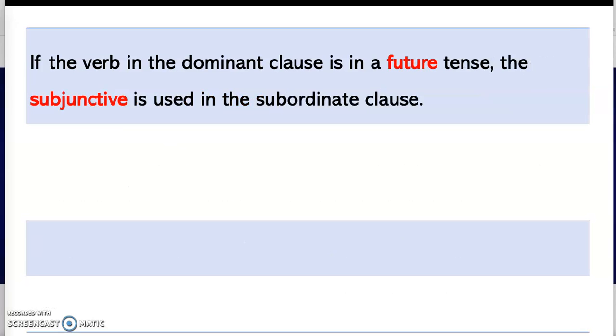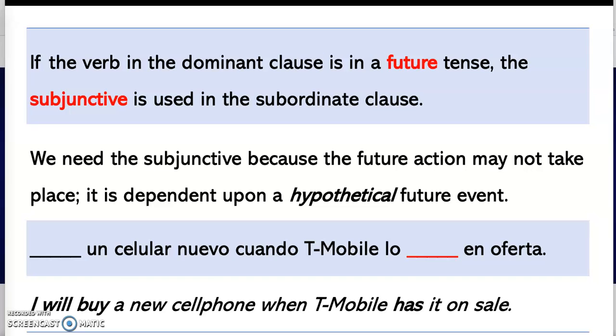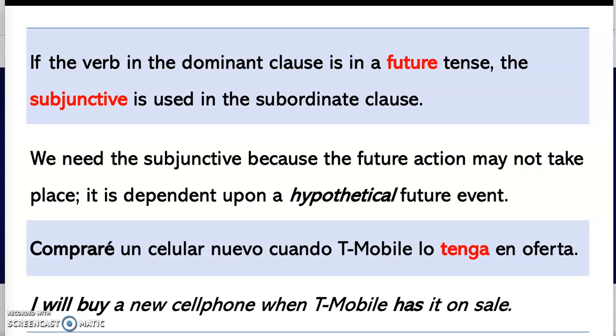Now let's look at another case. If the verb in the dominant clause is in a future tense, the subjunctive is going to be used in the subordinate clause. We need the subjunctive because the future action may not take place. Again, it's dependent upon a hypothetical future event. I will buy a new cell phone when T-Mobile has it on sale. Now, instead of using compro, I'm going to use the future tense. Compraré un celular nuevo cuando T-Mobile lo tenga en oferta.